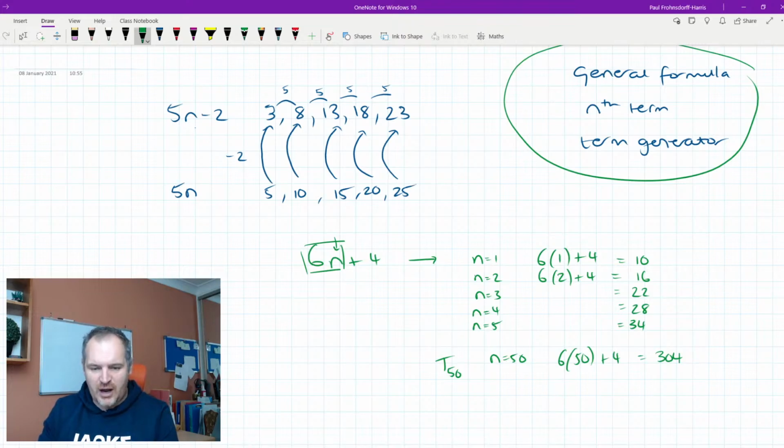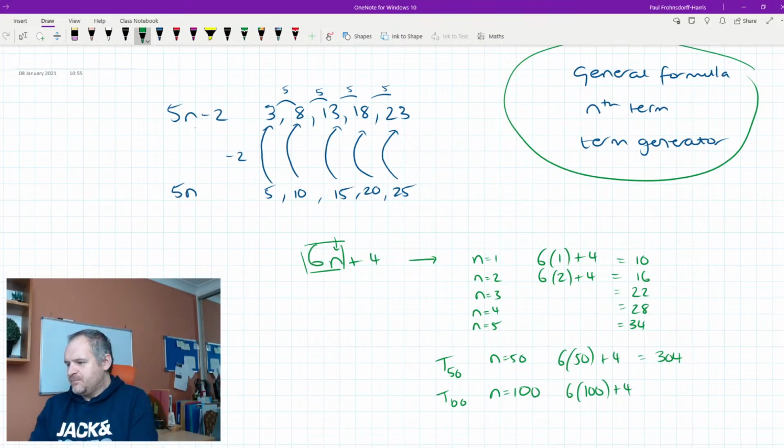If we wanted to know what the 100th term was, we would put n equals 100. 6 times 100 plus 4. Always plus 4. There's no n with the 4.